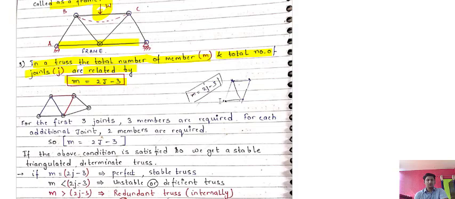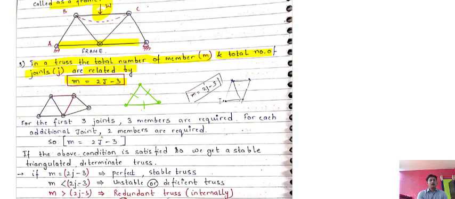You can see that for making any truss, first of all, how many members are required? Suppose I am making a truss here. So the first member this, second member this, and third member this. So now I have made a truss here. For making a simple triangular truss, the minimum number of members required is 3, and the number of joints required is 3: 1, 2, 3.